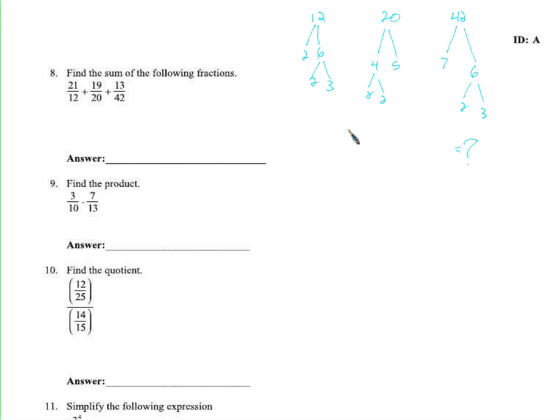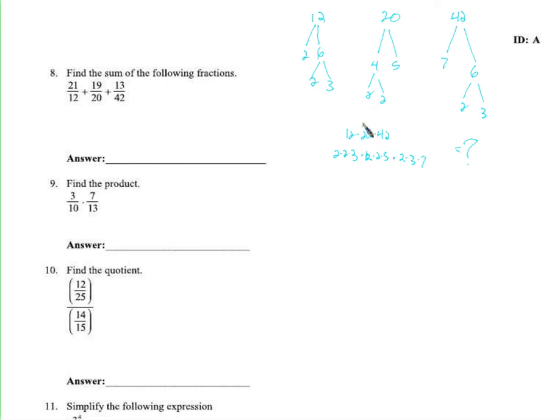I could just do 12 times 20 times 42, but that number is going to be way bigger than I need it to be, right? Let's take a look at what that would be. That would be 2 times 2 times 3 to make the 12, times 2 times 2 times 5 to make the 20, times 2 times 3 times 7 to make the 42. That's way more than I need, right? I just need 12 to be a factor of the number, 20 to be a factor of the number, 42 to be a factor of the number.